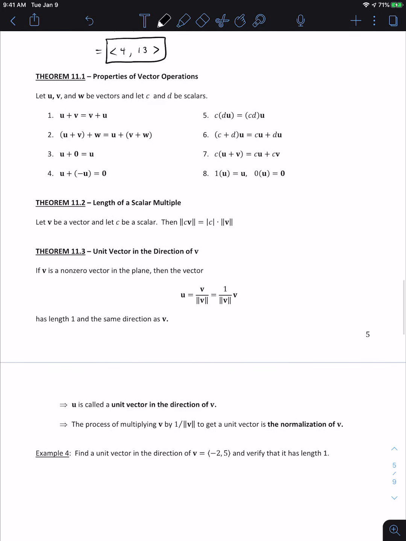And another really important one here is Theorem 11.3, the unit vector in the direction of v. So if v is a non-zero vector in the plane, then the vector that is defined as u equals v over the magnitude of v. Remember, the magnitude of v is a scalar. Right? So what I do in this second form, which is typically the one I use, is that u is equal to 1 over the magnitude of v times v. This whole thing 1 over the magnitude of v is a scalar. And then we multiply a scalar times a vector, so that gives us another vector.